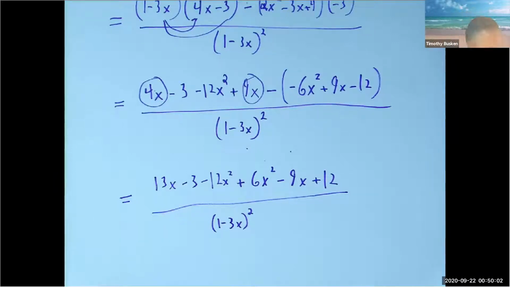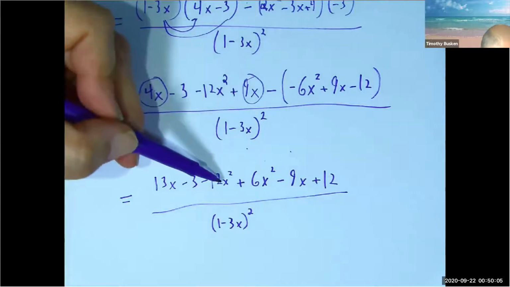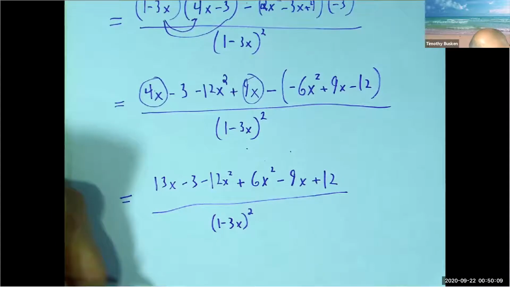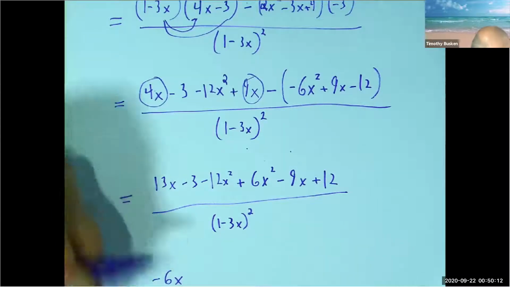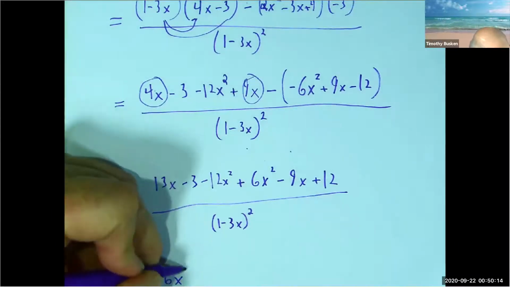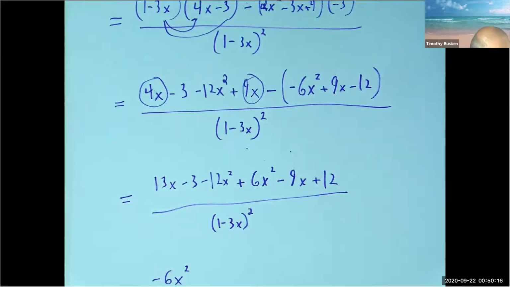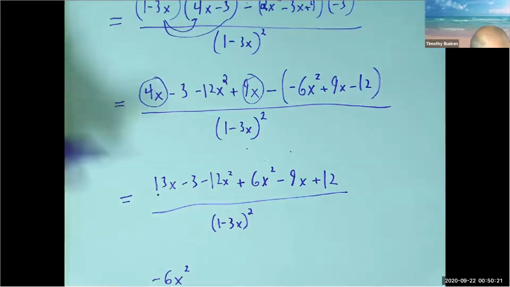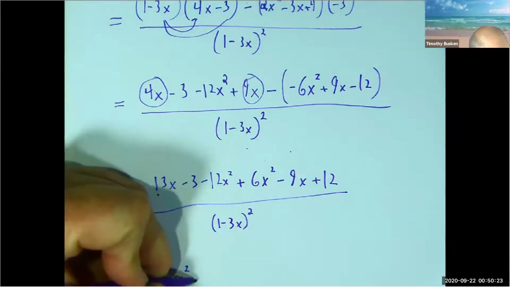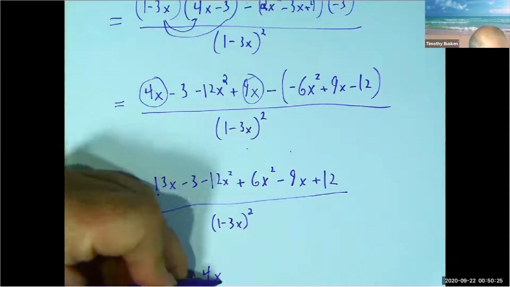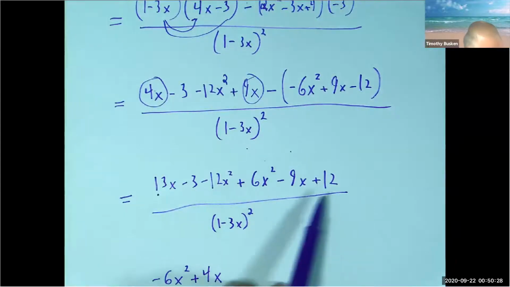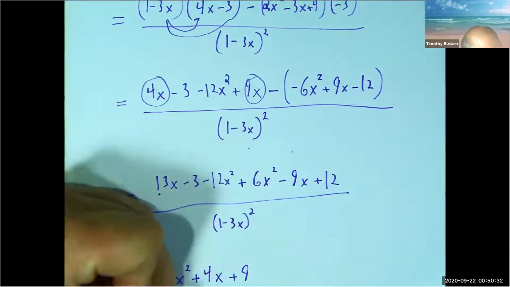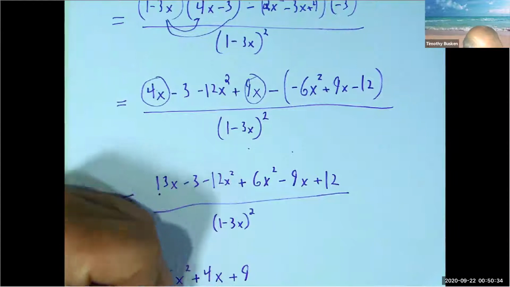And so we want to look to combine like terms. There's an x squared term here and an x squared term here. I can combine those together as -6x squared. There's an x term here and an x term there. So 13 minus 9 is 4. So plus 4x. And then 12 minus 3, that's going to give me 9, plus 9. All over 1 minus 3x squared.